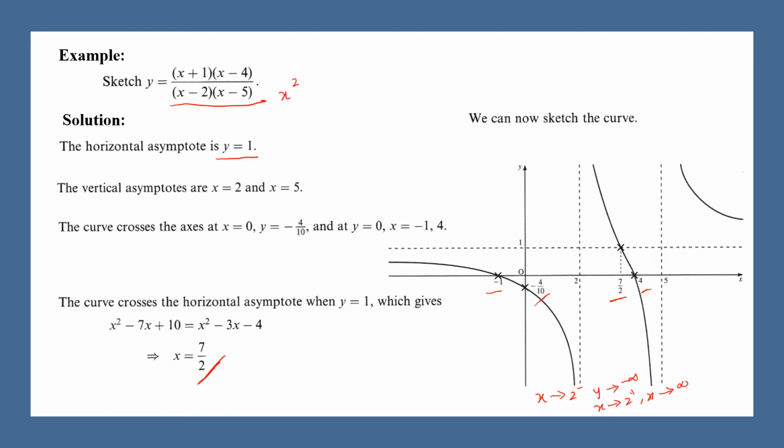The same thing happens when we approach 5. When x tends to 5 minus, y tends to negative infinity, and when x tends to 5 plus, y tends to positive infinity. So hence we have accounted for all the key features. We've accounted for the intersection with the axis, the intersection with the asymptote, the values of horizontal and vertical asymptote and the behavior of the curve near the asymptote. So the sketch is now complete.